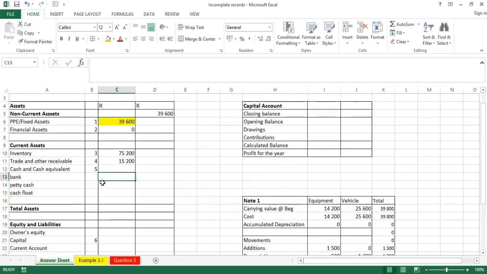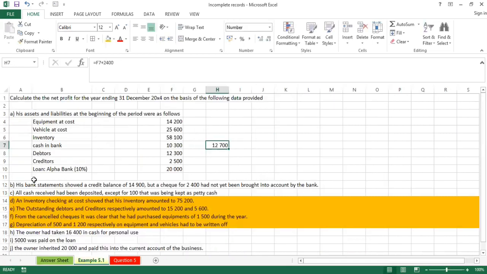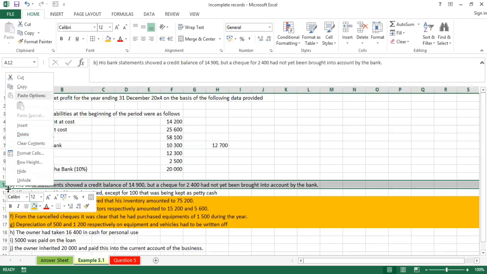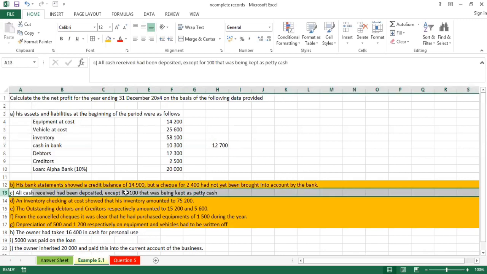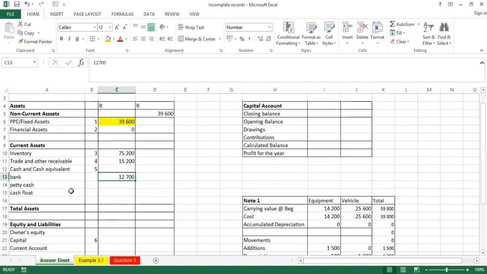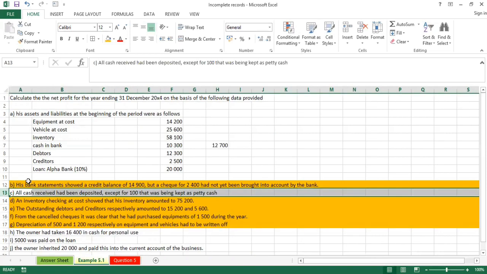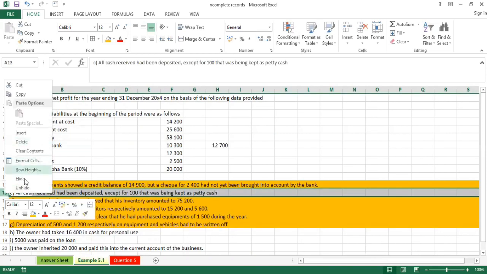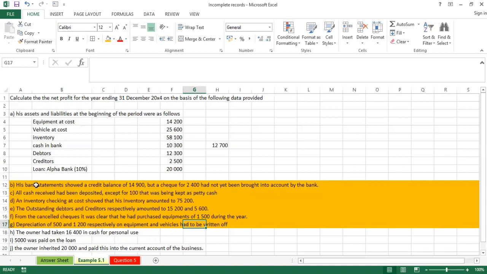So we come here, and then for bank, we see 12,700. And then we are done with B. Let's just highlight that quickly. Okay, we're done with B. So we have C also. C, they're telling us that cash received has been deposited, except for 100 Rand that was being kept as petty cash. So that amount is for petty cash. So we go back to our balance sheet, and then for petty cash we have our 100 Rand. Then we are done with C. Let's just highlight that quickly. And then we move on.